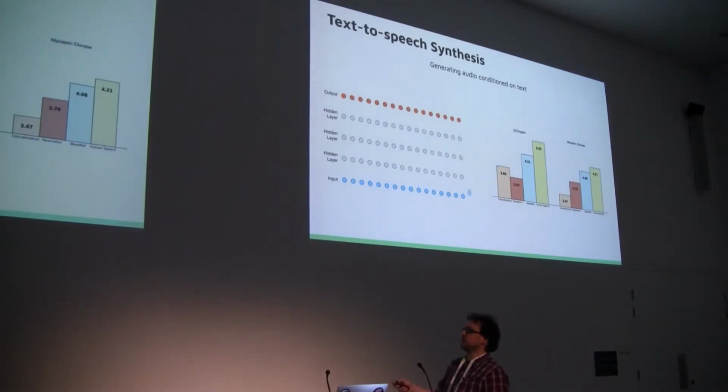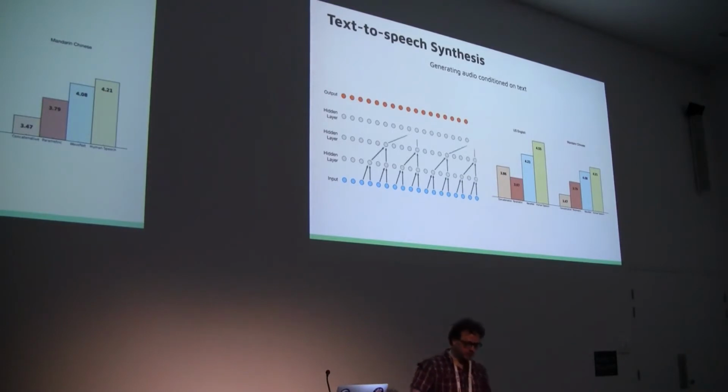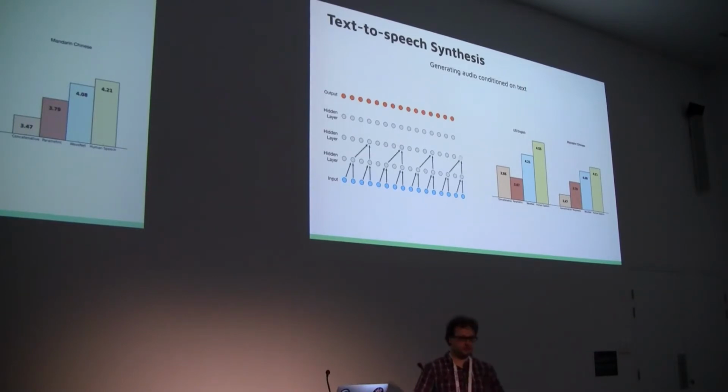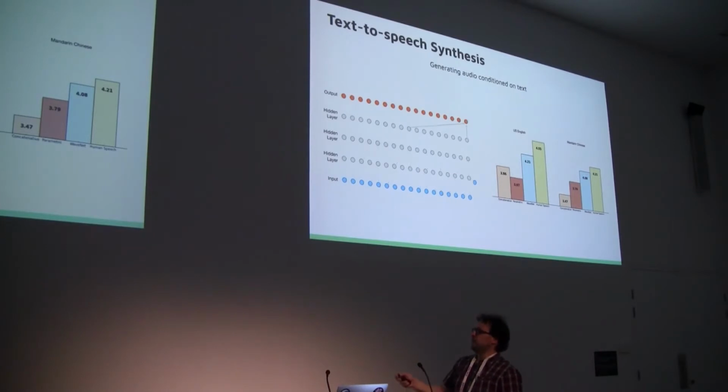So of course, there are many types of models. Here is one example of what we call the pixel RNN generative model, which is an autoregressive model that is extremely powerful and flexible. And here it is generating speech conditioned on text.